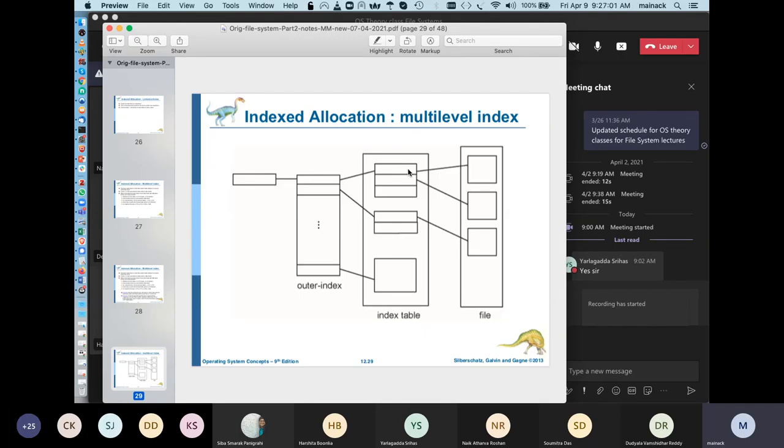Aside from that, you need to store the index tables, because now we have these multi-level index tables, which sort of reduce the space. So for the multi-level index and indexed allocation, what is the trade-off? What is the problem? Can you think of any problem here?